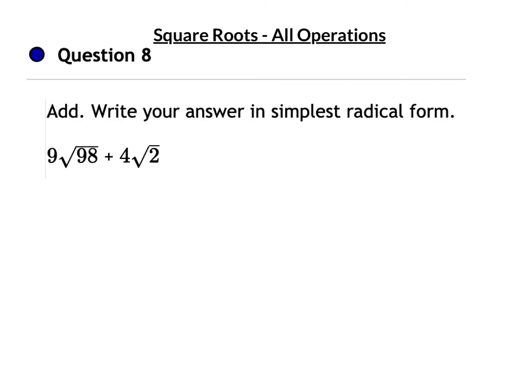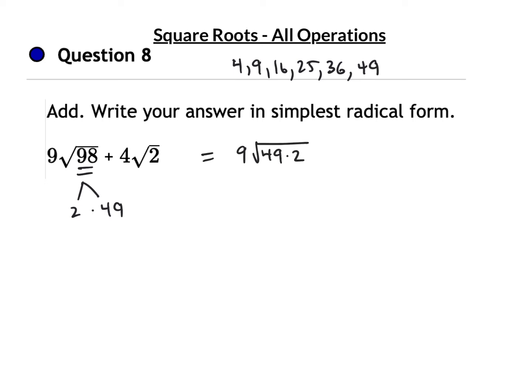Question 8. These are not like terms. They can't be added as they're written. But I think 98 has a perfect square in it. Perfect squares are 4, 9, 16, 25, 36, 49. In fact, half of 98, this is 2 times 49. So I'm going to rewrite this as 9 root 49 times 2 plus 4 root 2.